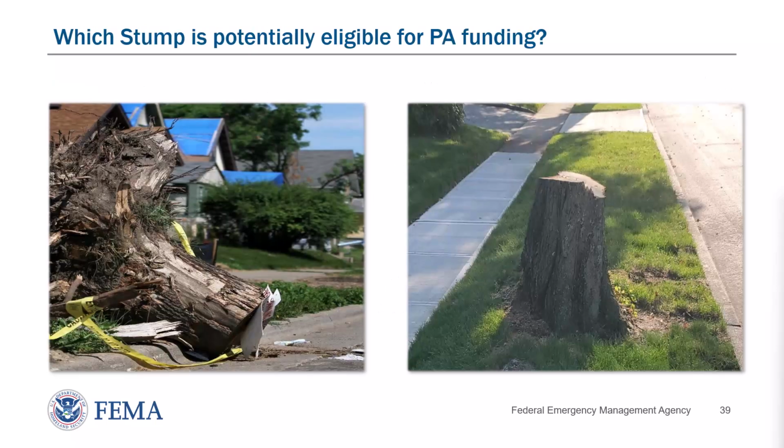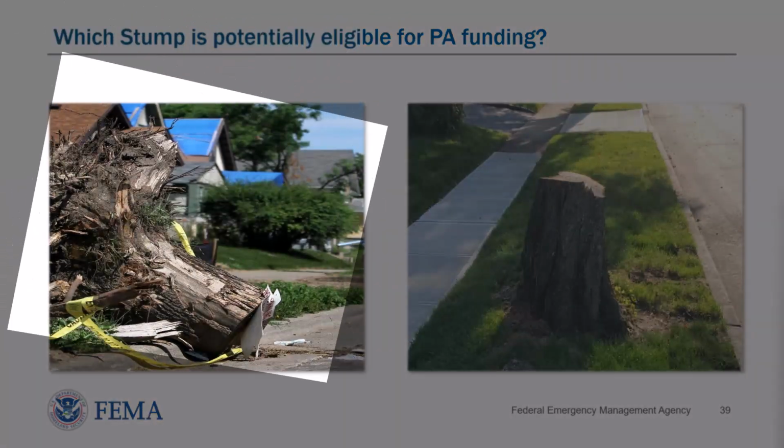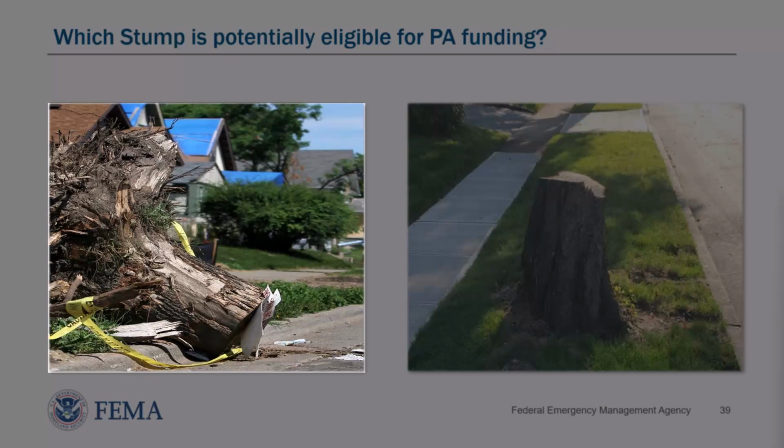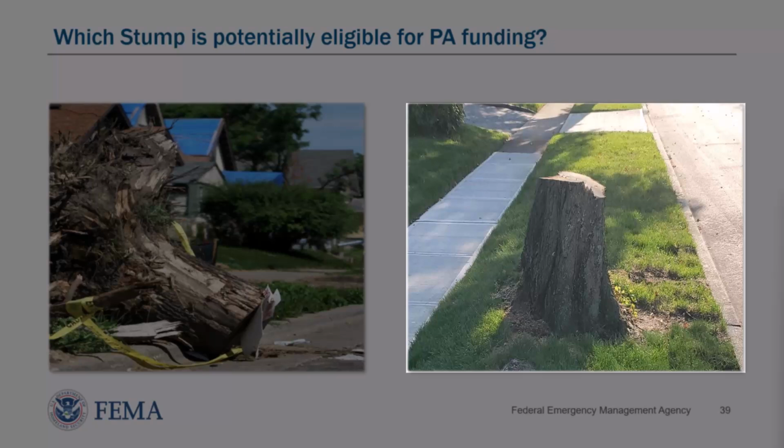Which stump is eligible for PA funding? As you observe both of these pictures, you'll see that the stump on the left has more than 50% of the root ball exposed, and it is in the right-of-way, posing a threat. These two points make it a tree stump eligible for removal. However, the stump on the right does not meet these conditions. What, if anything, can be done with the stump on the right? The stump on the right should be flush cut.